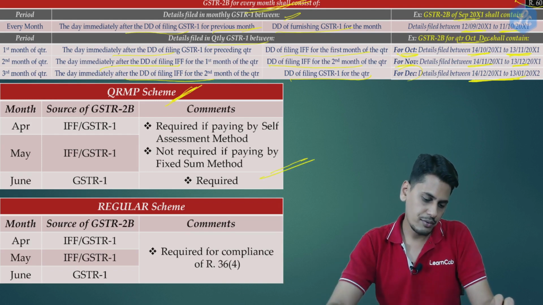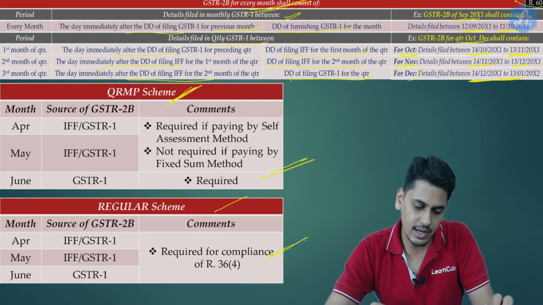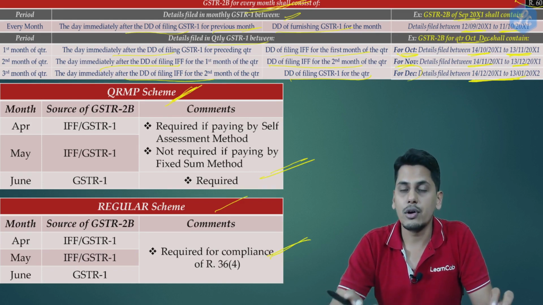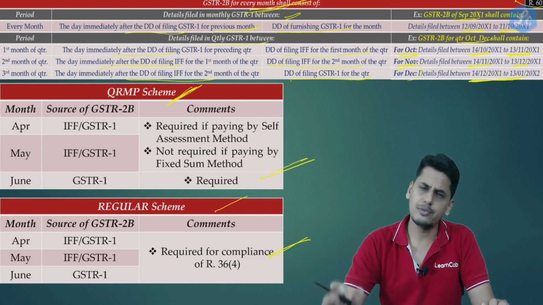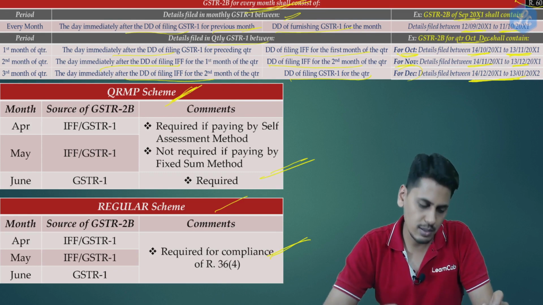So I am sure you are able to follow this. As regards a regular scheme taxpayer is concerned, yes, he does require GSTR2B for all the months of the quarter, to carry out the compliance under Rule 36(4).